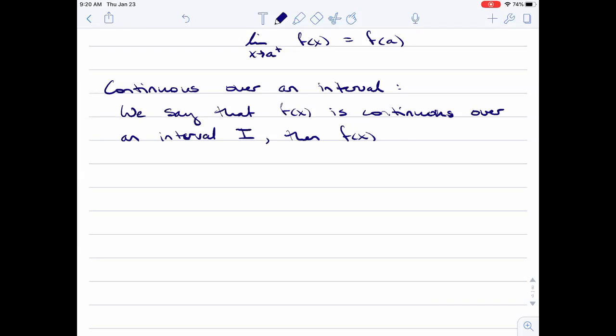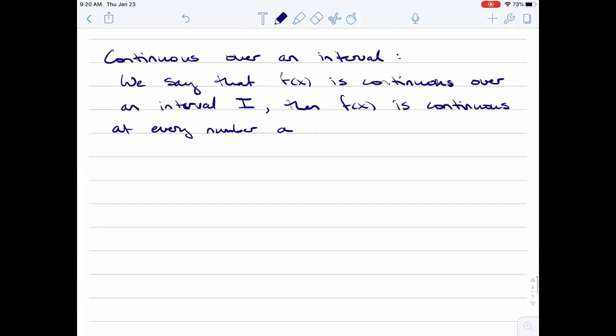So then f of x is continuous at every number a in the interval I.